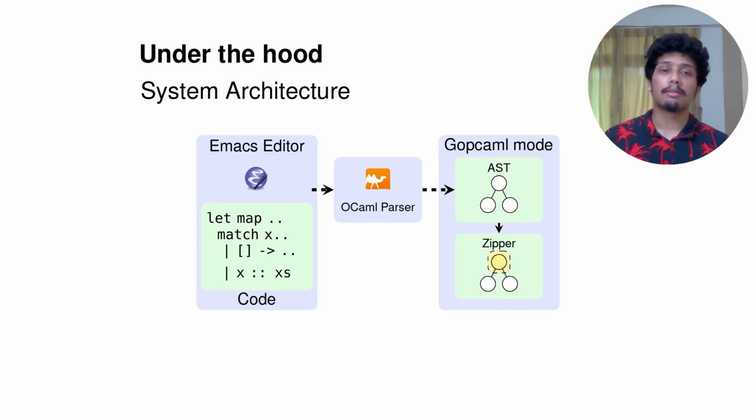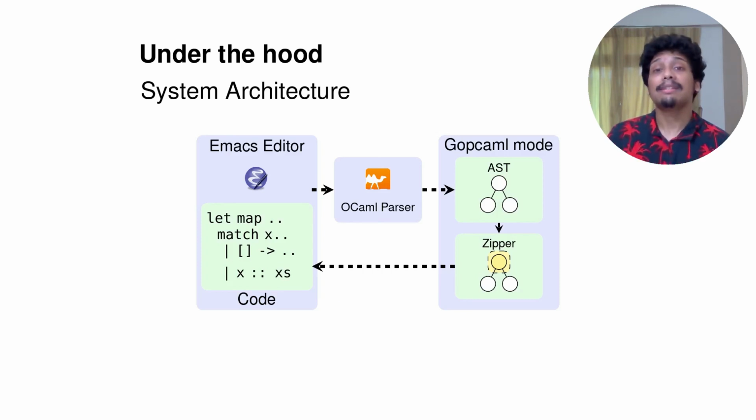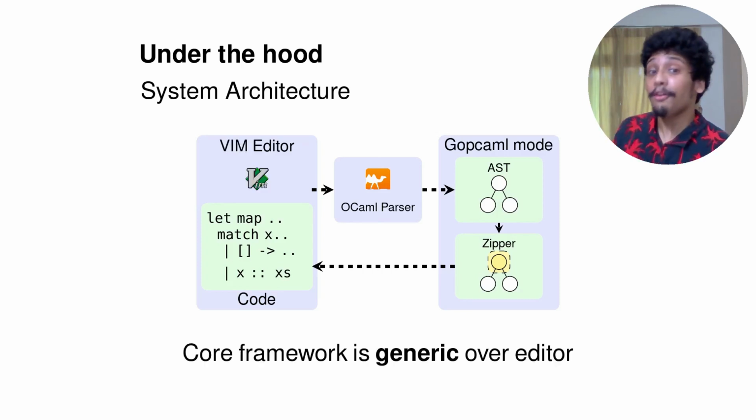Now, whenever the user submits any kind of transformation or structural operation, we work out how to implement that operation in terms of the zipper. And once we work that out, we then tell the editor to enact that change in terms of fairly simple text operations. This means that the editor is actually 100% unaware of the complexity of dealing with OCaml syntax. And a nice consequence of this is that the architecture is fairly generic over the choice of editor. So in theory, in the future, we could modify it to support other editors.